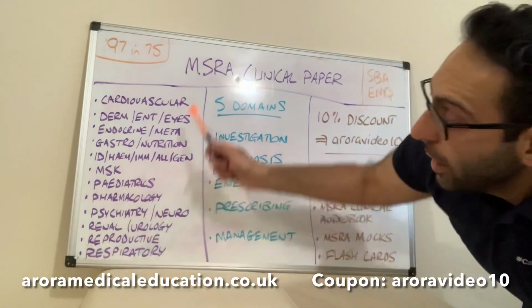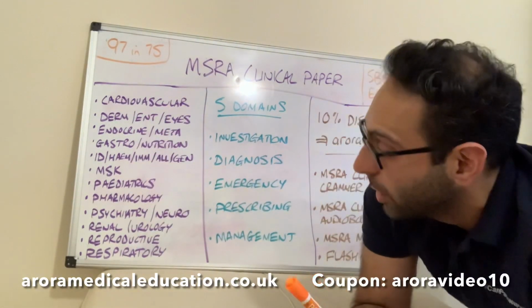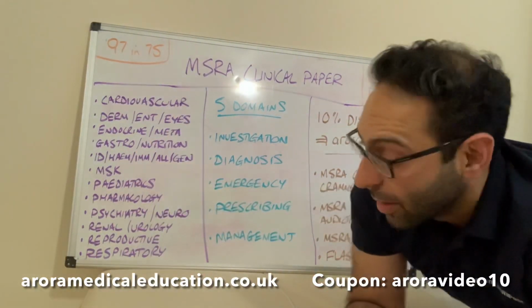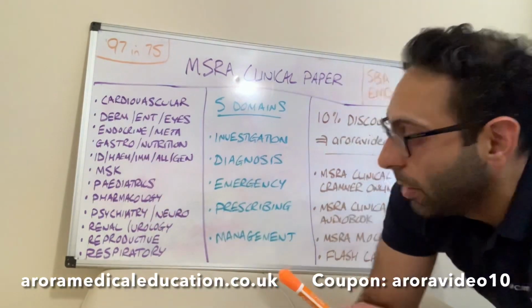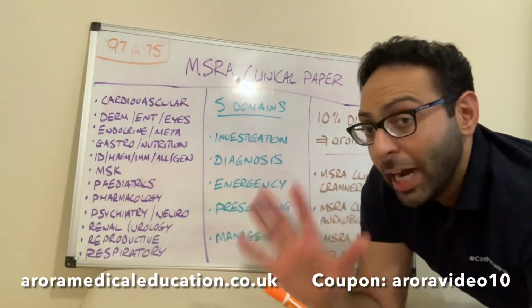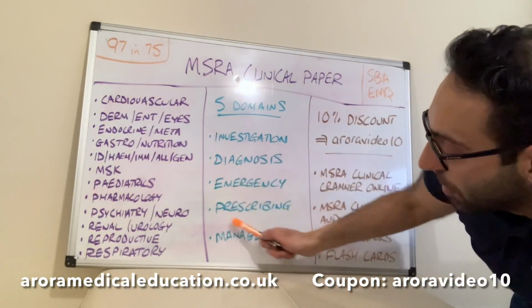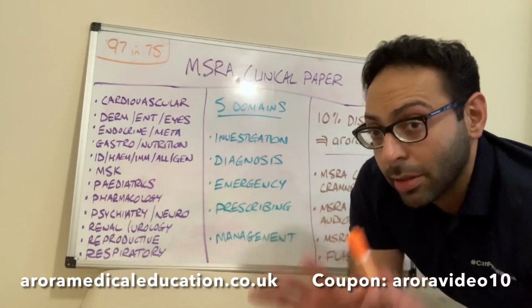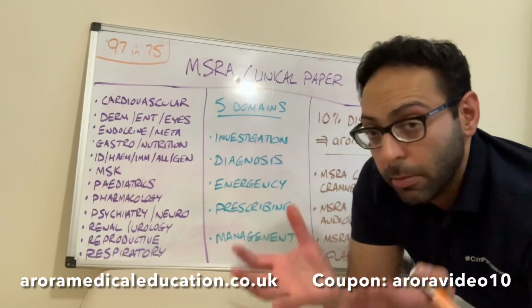Quick recap then: cardiovascular, dermatology, ENT, eyes, endocrine, metabolic, gastronutrition, ID, hematology, immunology, allergy and genetics, musculoskeletal, pediatrics, pharmacology, psychiatry, neurology, renal, urology, reproductive and respiratory. And the 5 things you've got to think about when you're preparing: investigation, diagnosis, emergency, prescribing and management. Please do not rely just on doing thousands of questions to try and cover all of this. You need some solid background in terms of building knowledge.